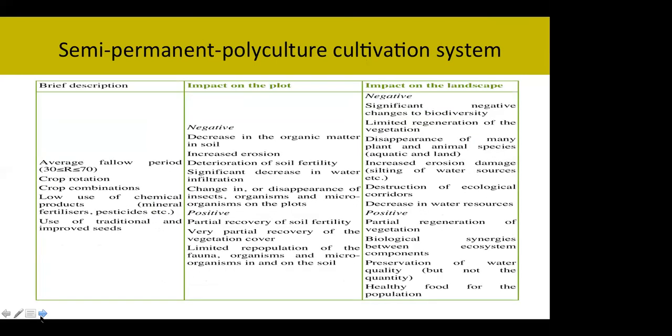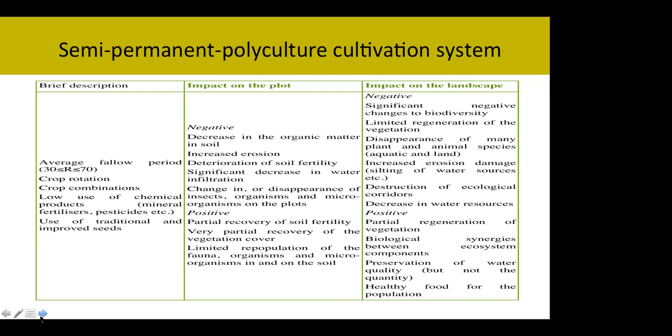So we'll go to the semi-permanent polyculture cultivation system. In this type of system, we look at the description, we see that there's average fallow period. Remember on Monday, I told us that we can use the coherence coefficients to discover the kind of system that we practice. That is why you're having the figure there: 30 ≤ R ≤ 70. So if you calculate yours also, you will understand the kind of cultivation system that you're practicing.